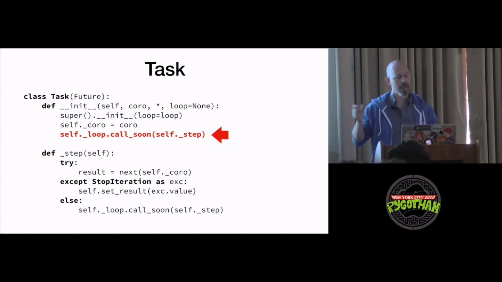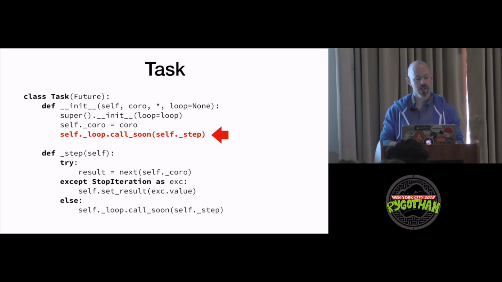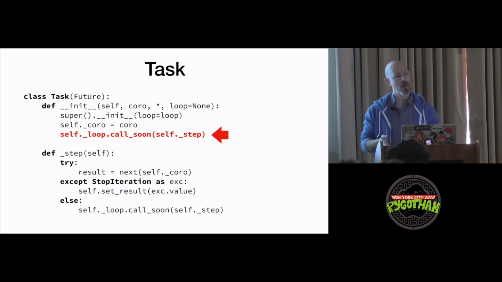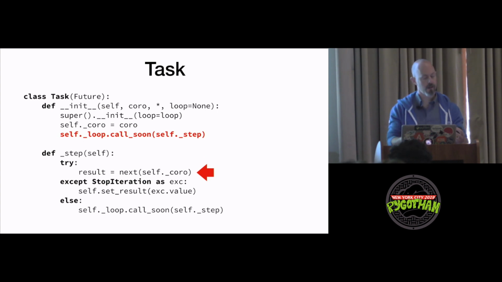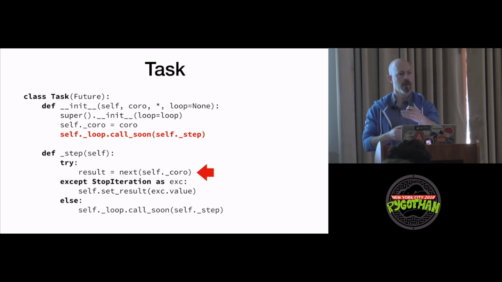With that event loop, it schedules itself to be called in the future. So we have this step method, which I'm going to go into in a second, and it just says, the next time you run through the event loop, I want you to call me. And this is the method that will be called. So this method progresses the coroutine that you're wrapping, so it moves that on one step.